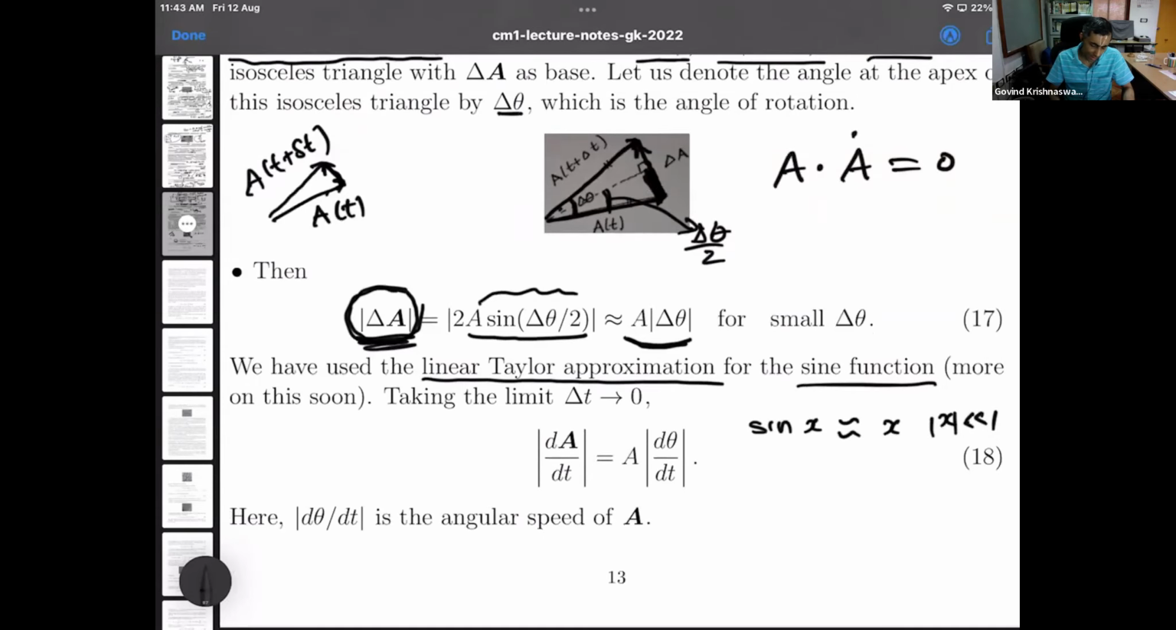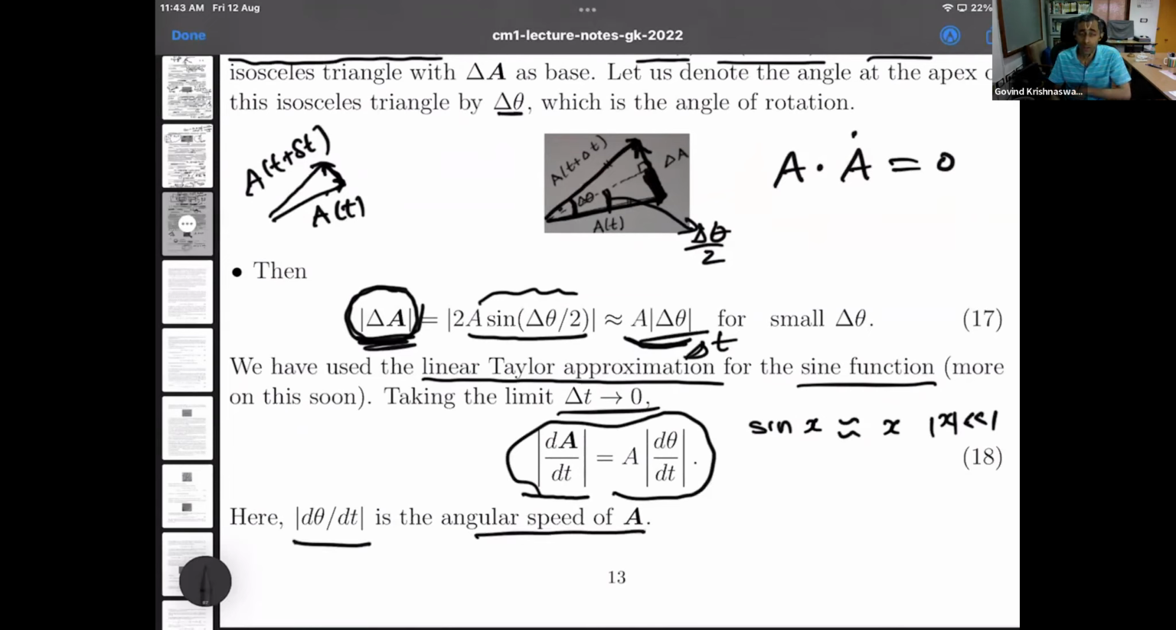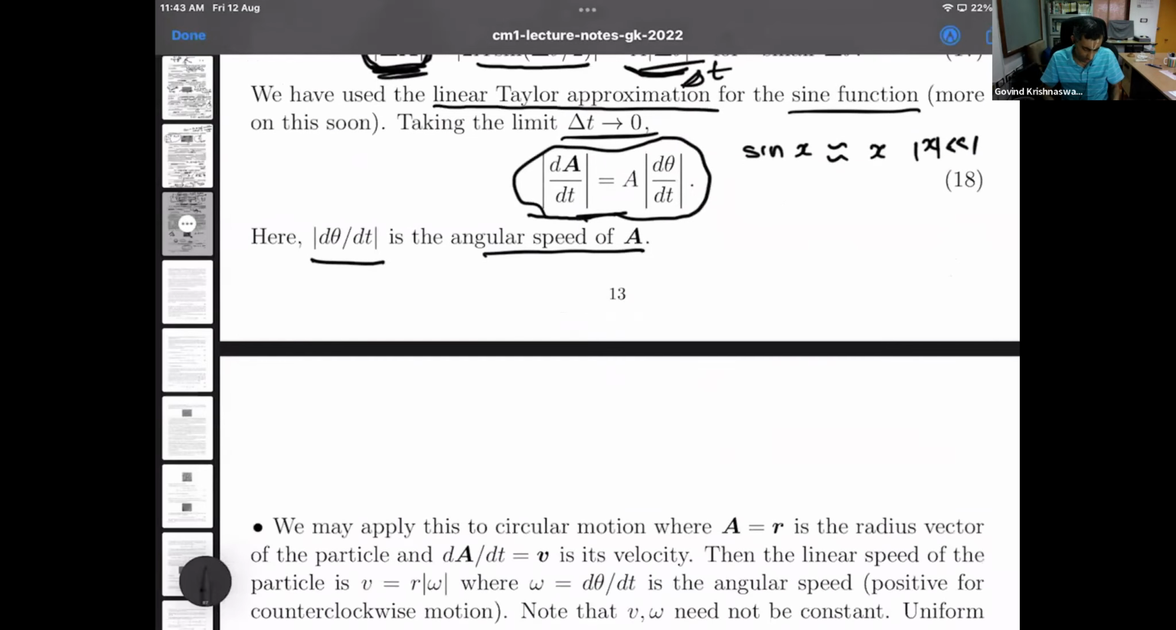Now dividing by delta t and taking the limit as delta t goes to 0, we find the magnitude of the rate of change of this vector. It is given by dividing this by delta t and sending delta t to 0. So you will get A times d theta dt. d theta dt, of course, is the angular speed of the vector A. So we have now obtained a formula for the rate of change of this vector in magnitude in terms of the angular speed of the vector.